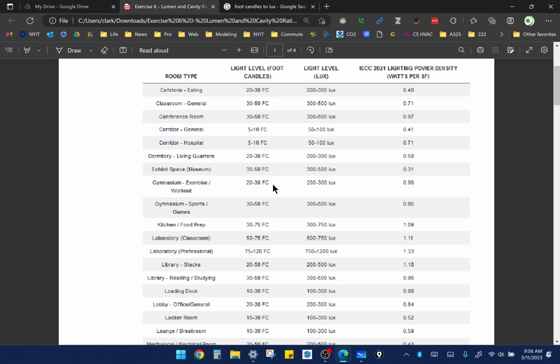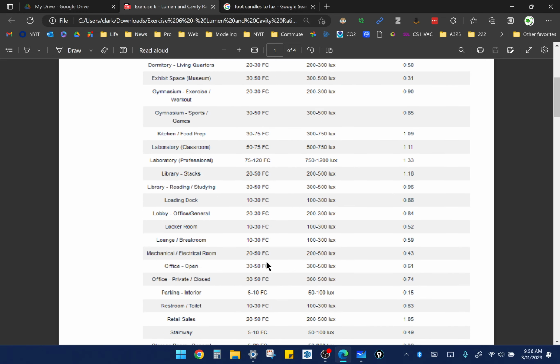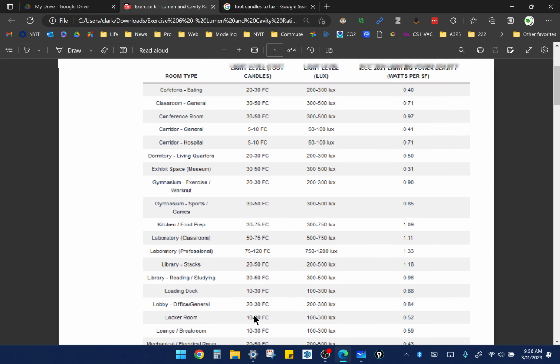In a gymnasium, this is a workout gymnasium, 20 to 30, more in a sports gymnasium, 30 to 50. You start getting into classrooms, it's more. Professional laboratory, even more. Let's see if we have offices. Offices 30 to 50. So in the middle, workshop more. So the point is that this makes sense, right? There's more light for things where we need more detailed tasks.